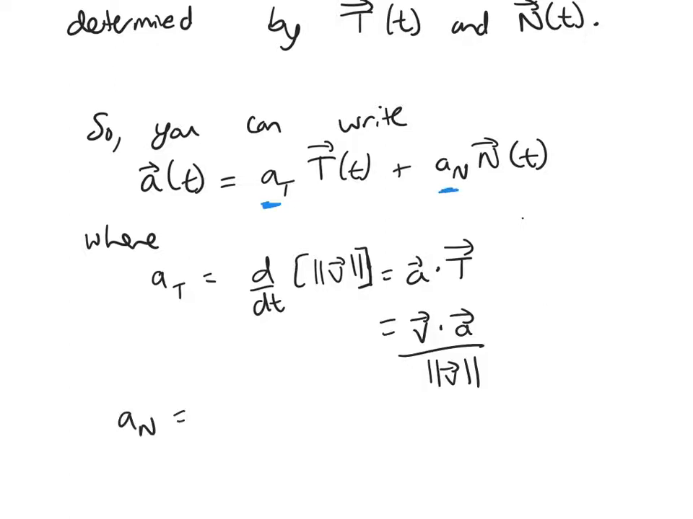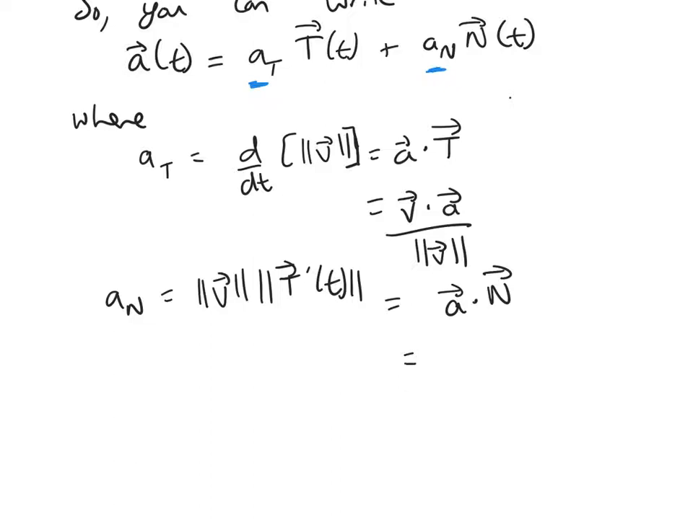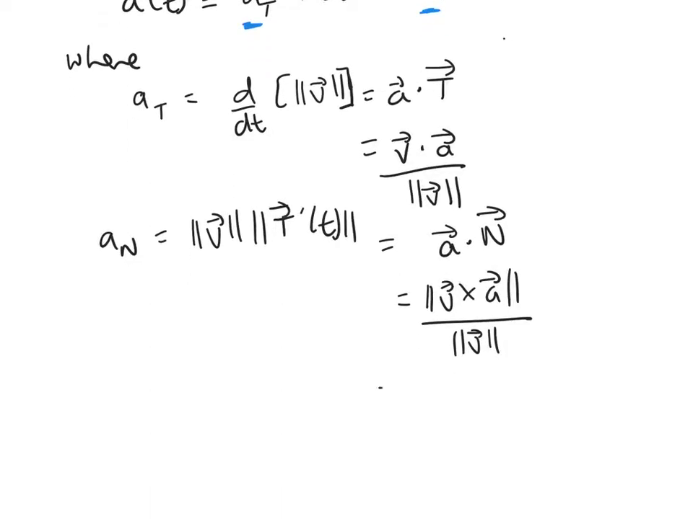And so that's how we find this a sub t coefficient. This a sub n coefficient, it's the magnitude of v times the magnitude of t prime. Or you can also find it as a dotted with the n vector. Or another way to compute it is the magnitude of the cross product of velocity and acceleration over the magnitude of velocity. And then finally, one other way you can compute this is it's the square root of the magnitude of a squared minus a sub t squared.